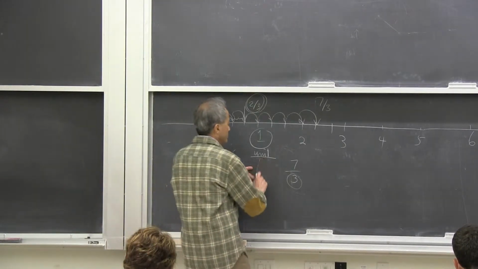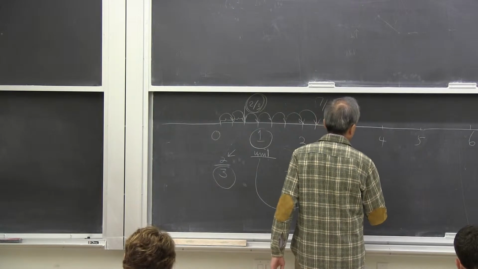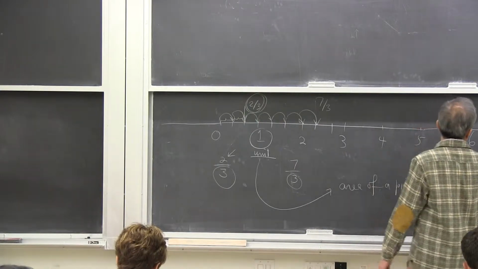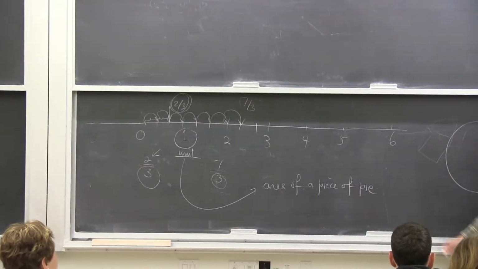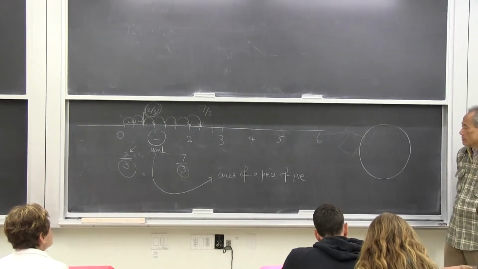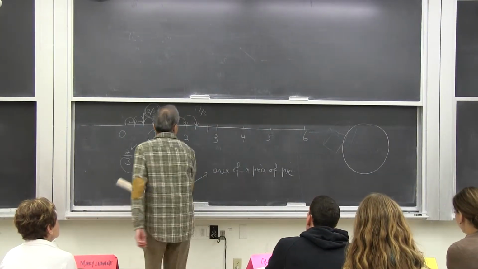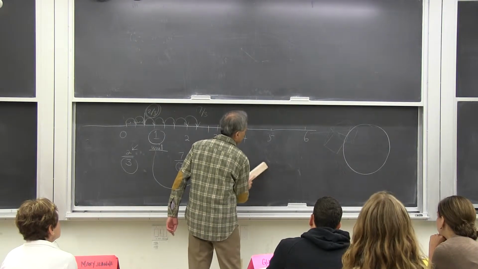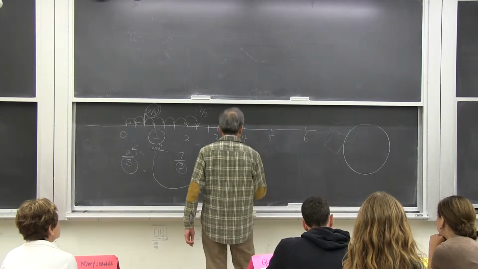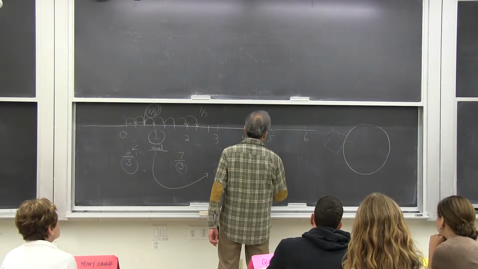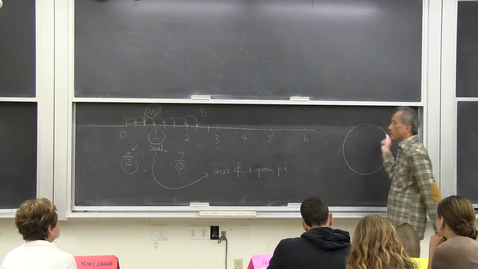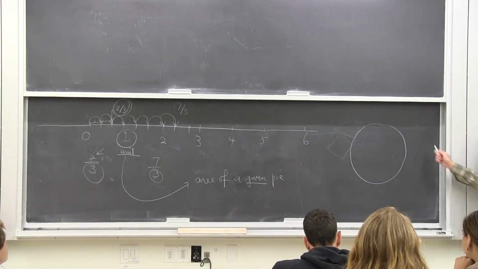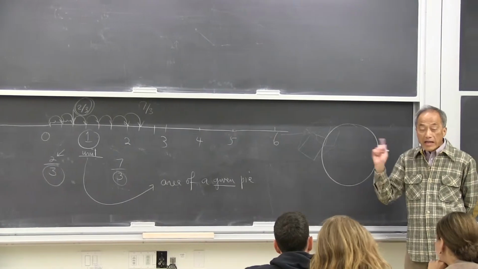For example, the unit is the area of a given pie. Sorry, I made a mistake. You have a fixed pie. You fix that, then you can talk about how big it is. One is not the pie.